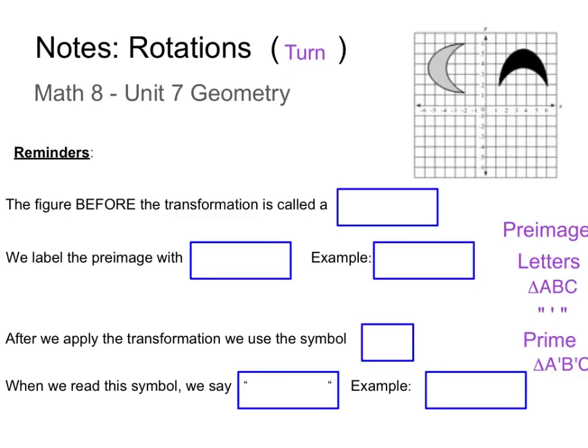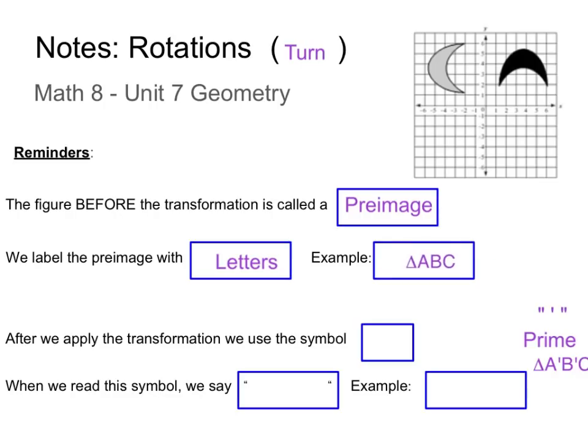The figure before the transformation is called the pre-image. We label the pre-image with letters, so for example, triangle A, B, C. After we apply the transformation, we use this little symbol. It looks like an apostrophe, but it's really just a line straight up and down. And when we read this symbol, we say prime. So for example, triangle A prime, B prime, C prime.